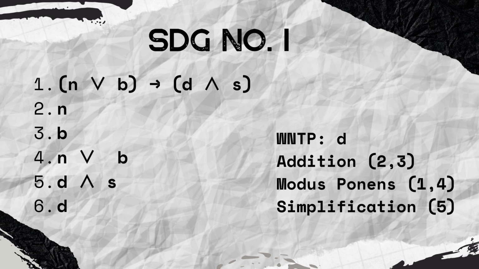Next rule of inference is the modus ponens on number 1 and number 4. So the result will be T and S. Lastly, we are going to use simplification on number 5. So that will end up with T. And now, we have already proven T.